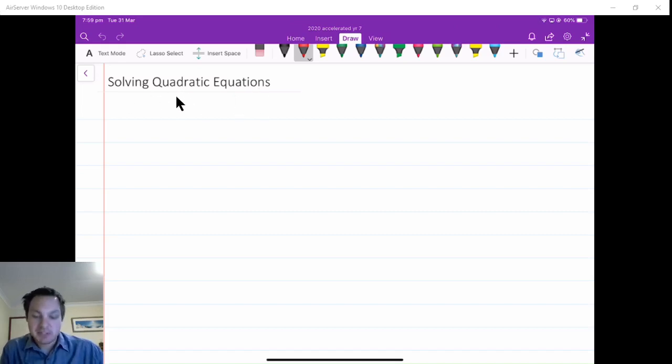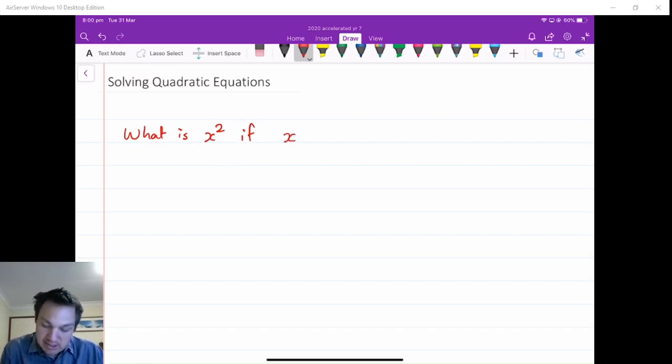What I mean by this is, if I ask you what x squared is if x is equal to 2, it's really simple. We can substitute it in and go from there. Therefore, x squared is equal to 4.